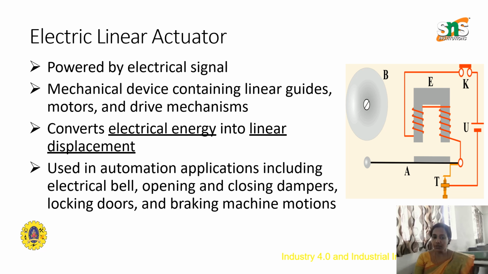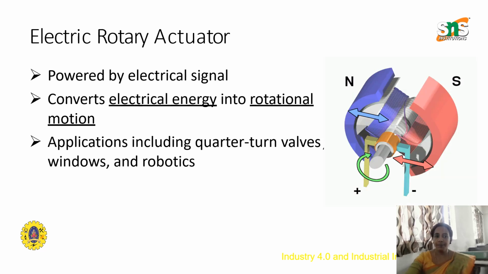It is usually used in automation applications, including electric bells, opening and closing dampers, locking doors, and braking machine motions. So when we need a movement like a straight line, then we can go with these types of linear actuators, which will usually be powered by electrical energy. This also comes under the mechanical device.